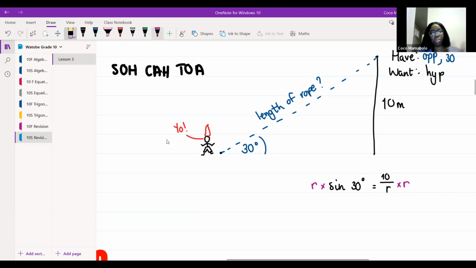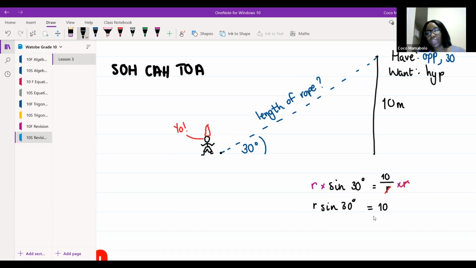Otherwise, it's going to get very complicated and you're going to forget the 1 and then you're going to cross multiply the 10. It gets complicated. So what we're going to do is multiply by R on both sides. R divided by R will be 1, because then that will just give us 10. And then we will have R sine of 30 degrees is equal to 10.